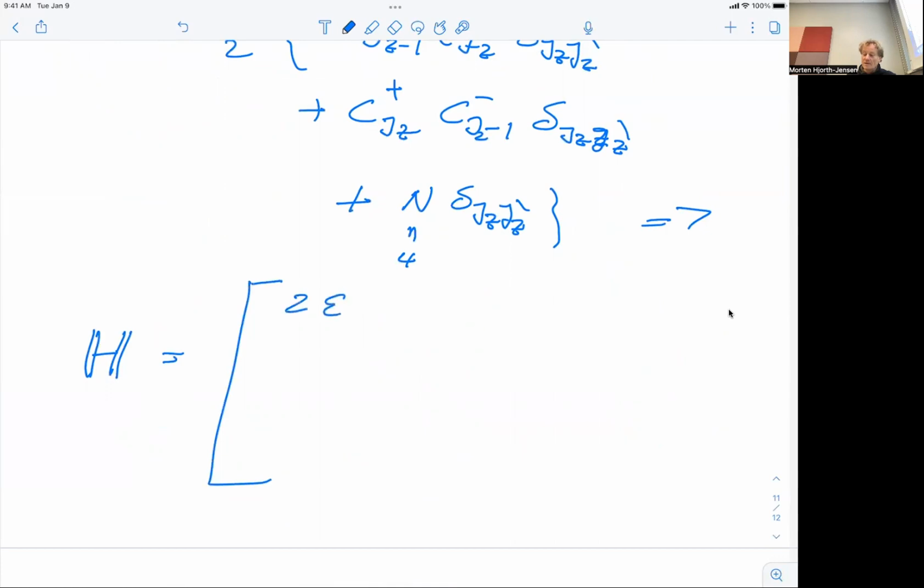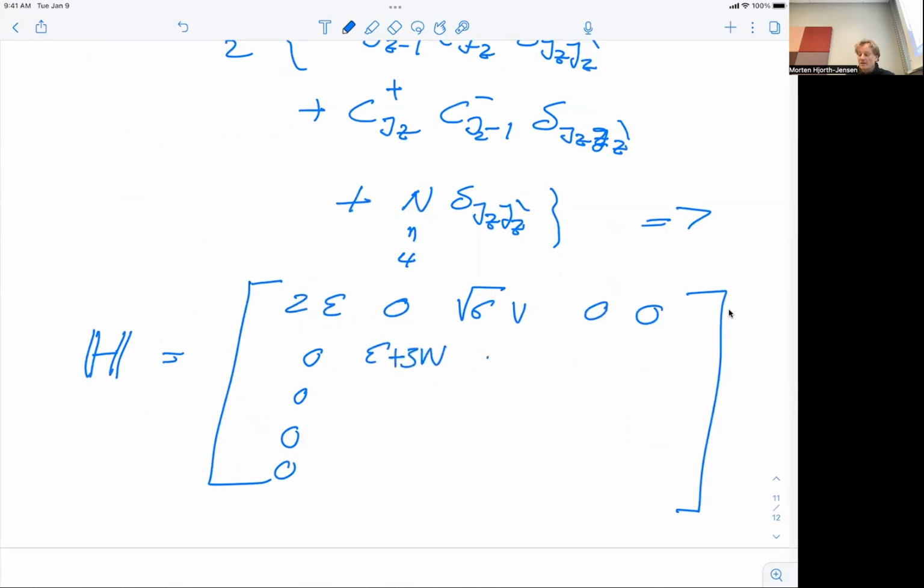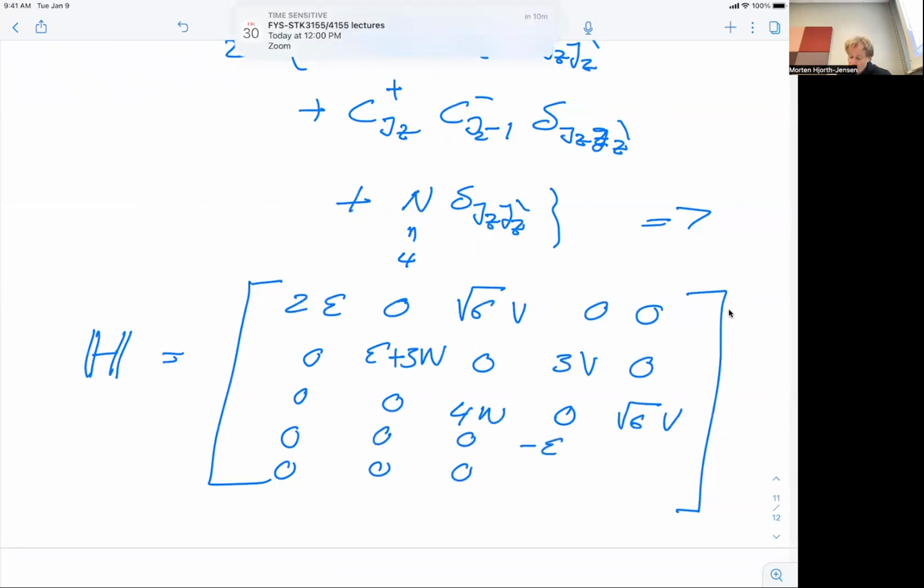So I have a 2 epsilon, I have a 0, and then I have a square root of 6 times V, and then 0 and 0. Then I get 0, 0, 0, and 0. I have an epsilon plus 3 times this W. I have 0, 3 times V, and then I have 0. I have 4 times W. I have 0, and then I get a term which is the square root of 6 times V, 0, 0, 0, and then I have 0 and 0, and this is minus epsilon plus 3W, 0, minus 2 times epsilon. And minus 2 times epsilon is the one which we have from the lowest lying state.